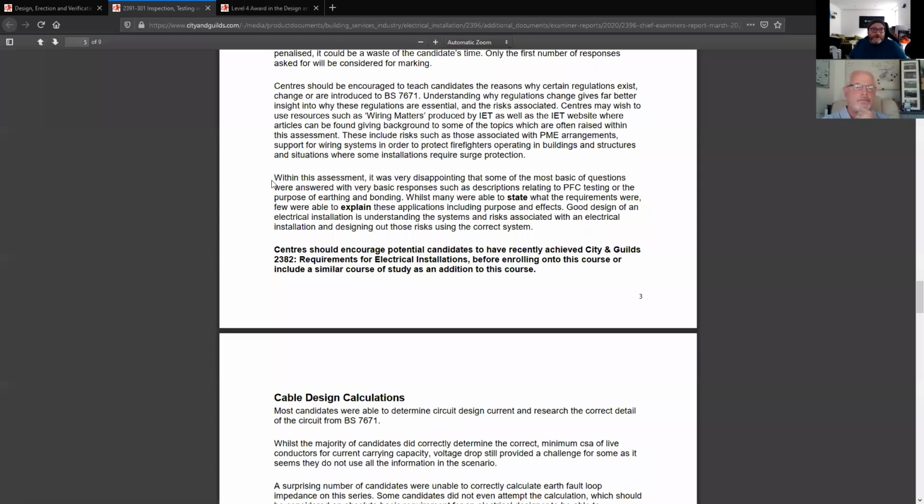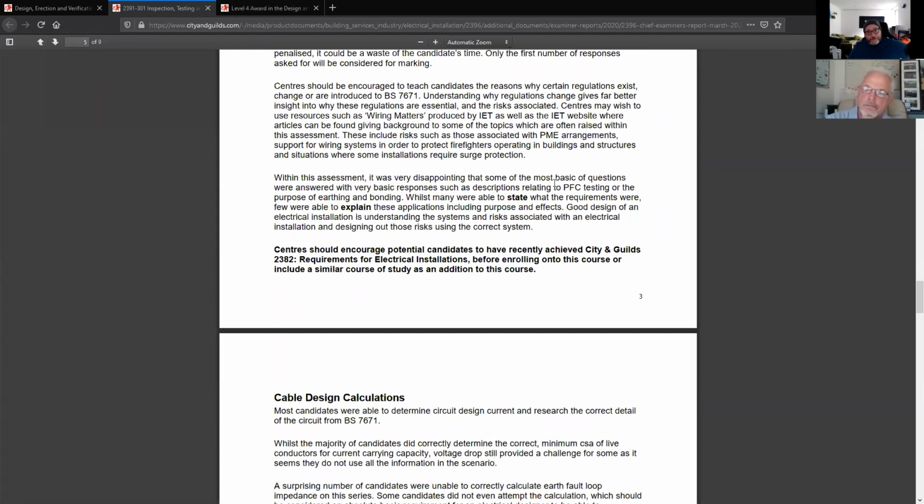Yeah. All right, here's an interesting paragraph. This is back to the chief executive's report. It says, within the assessment, it was very disappointing that some of the most basic of questions were answered with very basic responses, such as descriptions relating to PFC testing or the purpose of earthing and bonding. Whilst many were able to state what the requirements were, so a bit of regulation knowledge, there were very few able to actually explain these applications, including purpose and effects. Good design of an installation is understanding the systems and risks associated with an electrical installation and designing out those risks using the correct system.